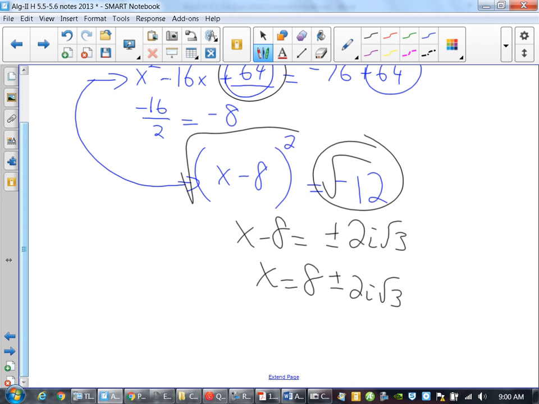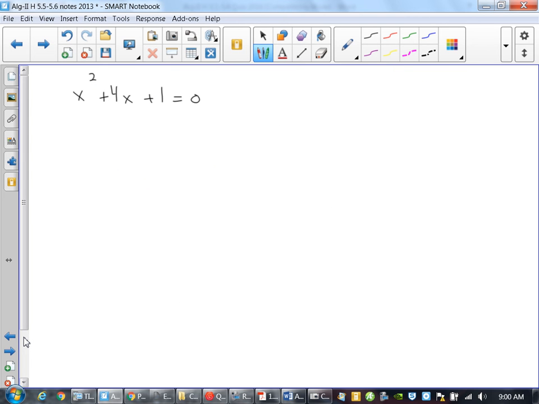Let's try another one. X squared plus 4x plus 1 is 0. Now, I don't know about you, but I'm not quite sure what times what is 1 that you add together to get 4. A whole lot of nothing. So I'm going to set this up to complete the square. Also notice a lot of times when we complete the square, our b value is always even. It's a lot nicer when it's even, isn't it?